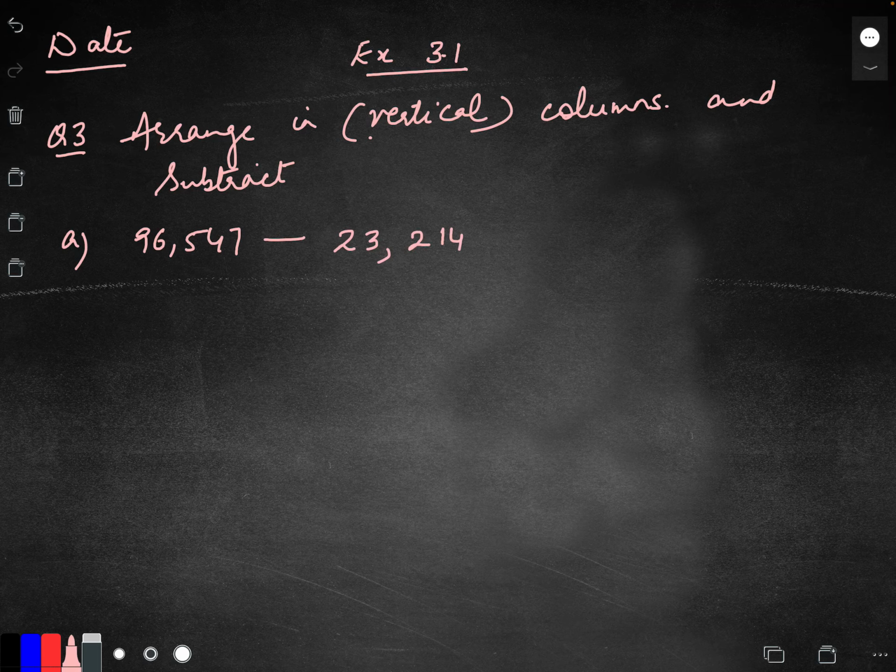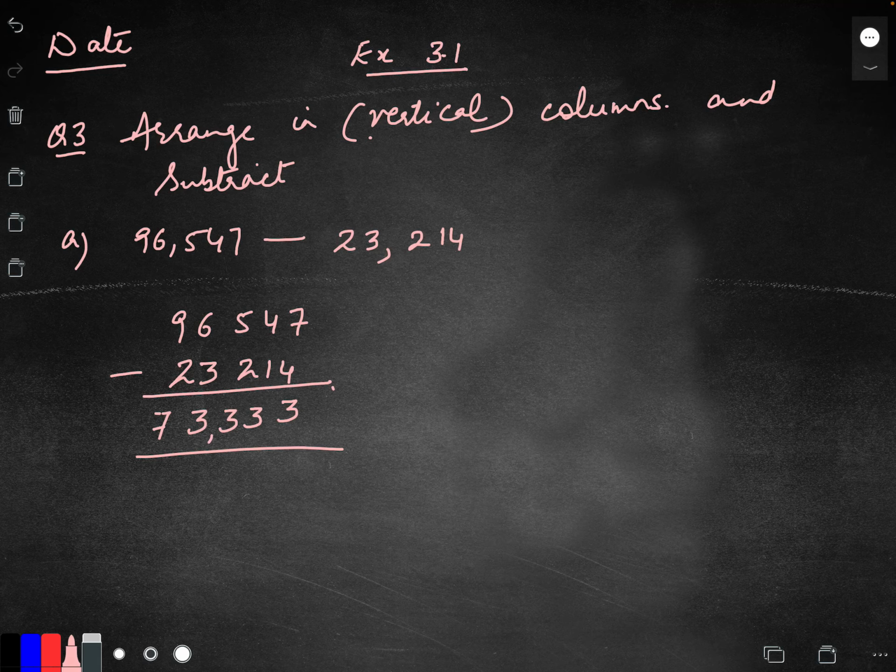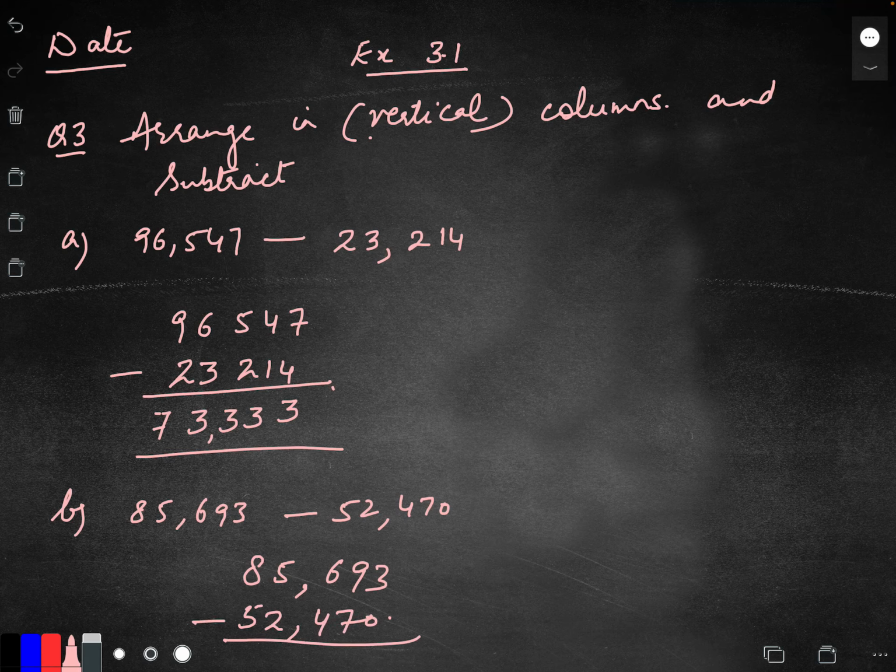23,214 from it. So as I told you on the first page of the previous video, we write the bigger number on the top. It is also known as the minuend. Then we write the smaller number and we are supposed to find the difference. Simple. Got it? Vertically down you are supposed to go. The B part, 85,693 minus 52,470. Bigger number on the top, smaller number in the below line, and subtraction.